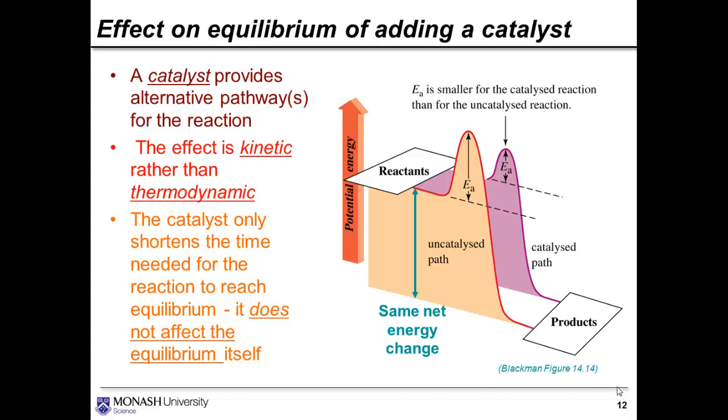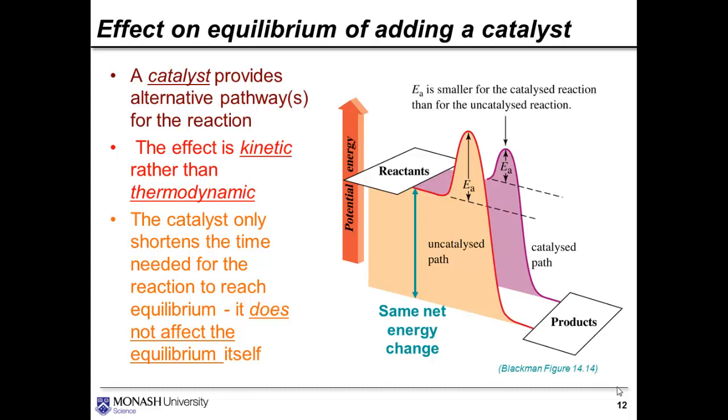Finally, what happens when we add catalysts to chemical equilibria? A catalyst provides an alternative pathway for a chemical reaction. As you can see in this thermodynamic depiction of the reaction, we have an exothermic reaction. In this case, we can see in the image that the energy of the reactants is higher than the energy of the product, so we know it's exothermic.